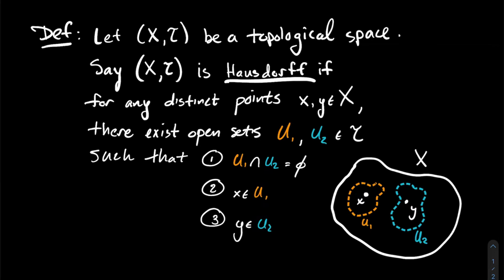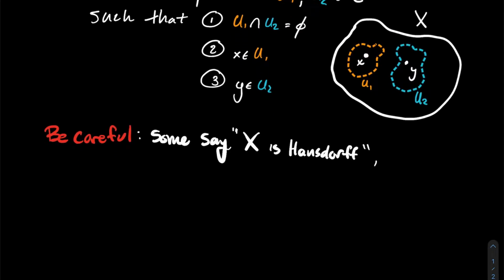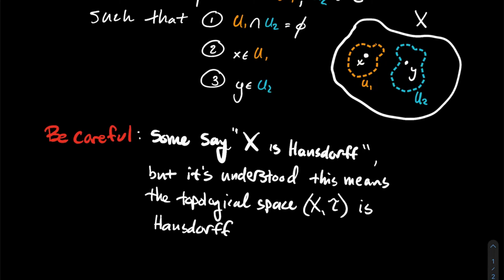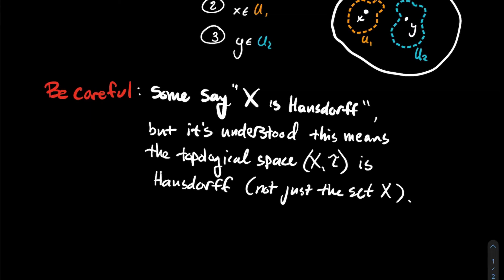So in my picture, you can think of Hausdorff as saying that we should be able to separate any two distinct points with open sets. Now be careful. Some might shorthand this and say that X is Hausdorff. When people say this, it's understood that this means that the topological space (X, T) is Hausdorff. In other words, I'm trying to say that topology is important. It doesn't make sense to just say a set is Hausdorff. And so the topology T is crucial.